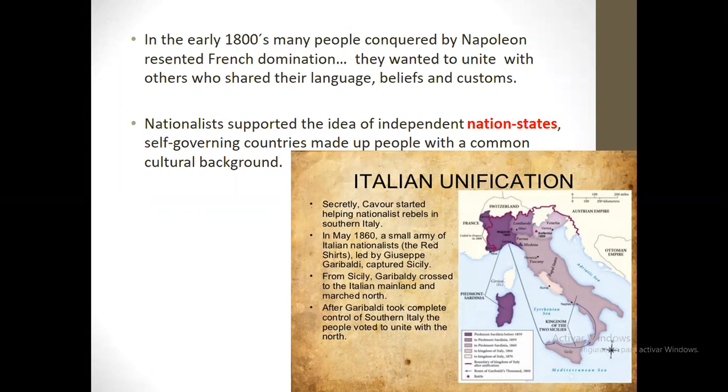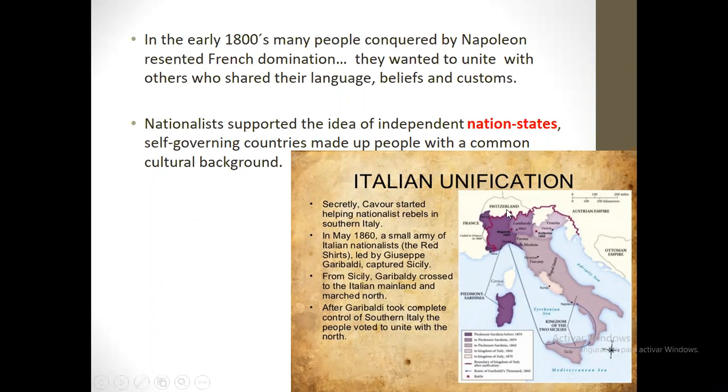Italy belonged to different kingdoms, like you see over here in this PowerPoint. Italy was formed of different areas. It was divided into different areas that belonged to different kingdoms. Nationalism supported the idea of independent nation states. So these areas over here were national states, like the United States, which has different states.